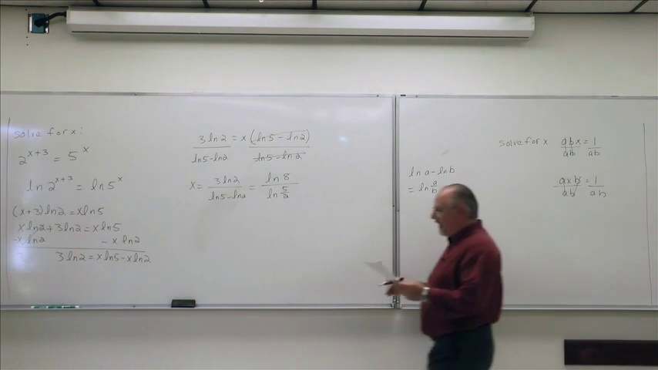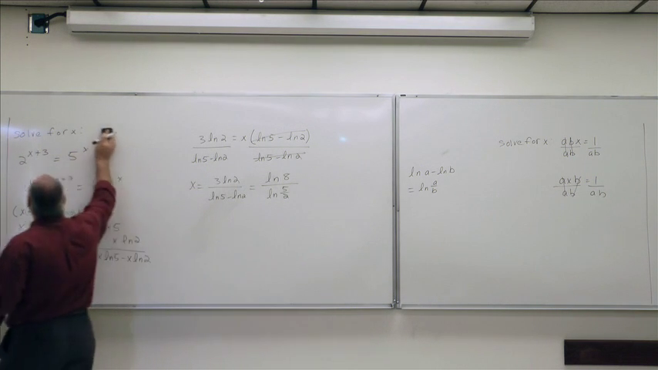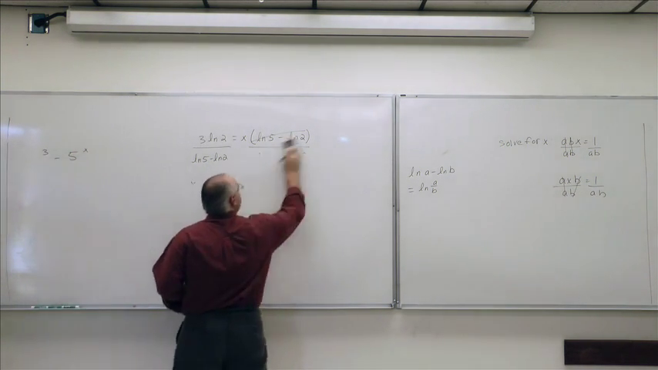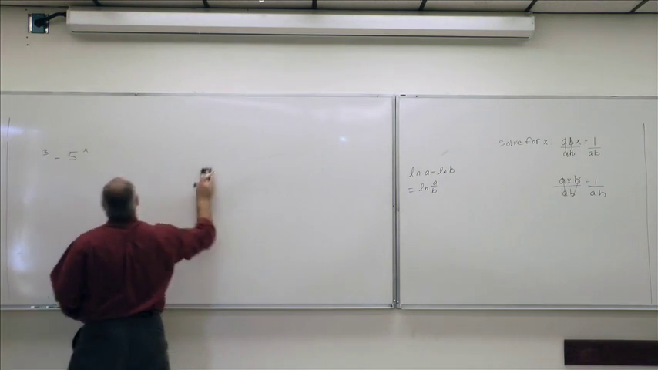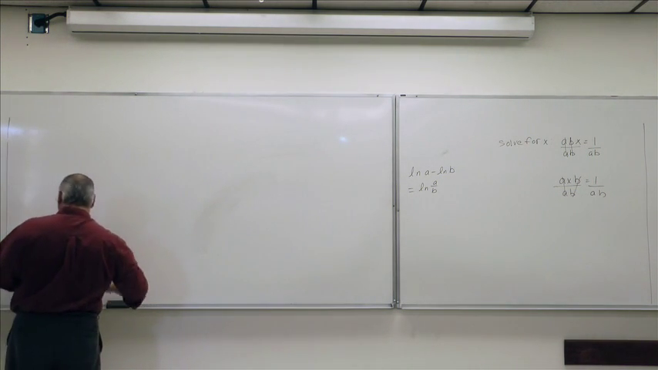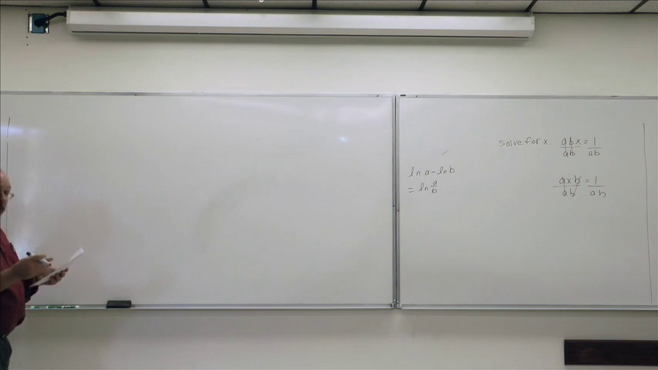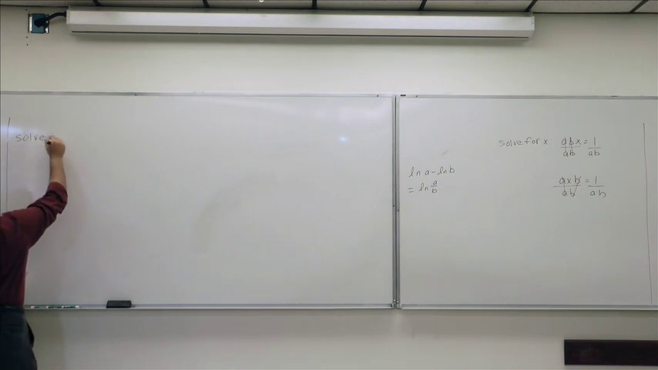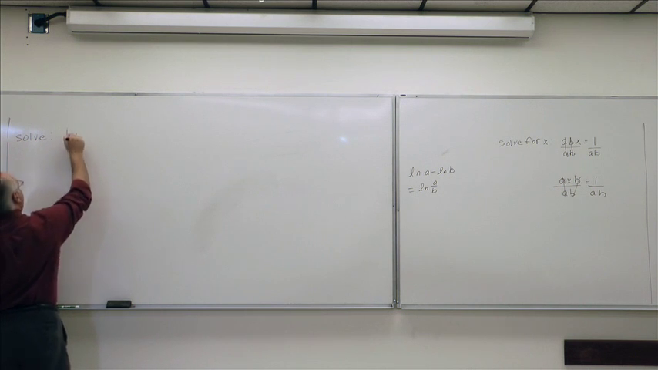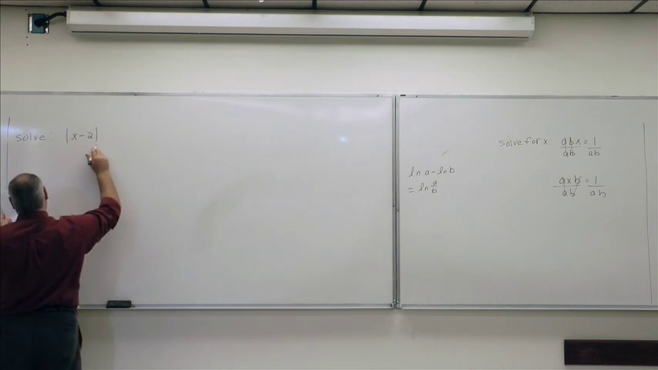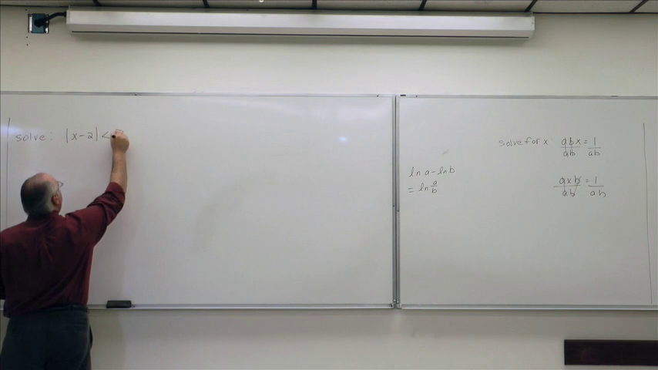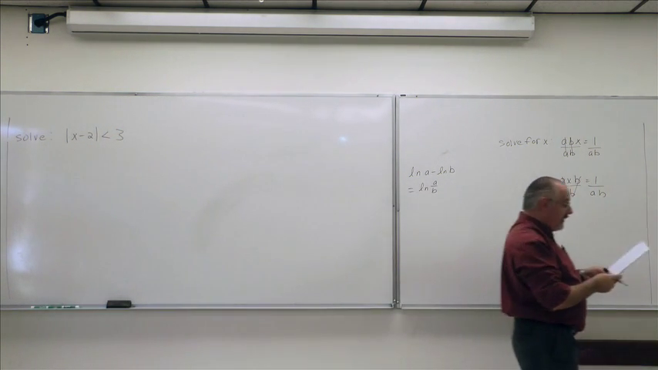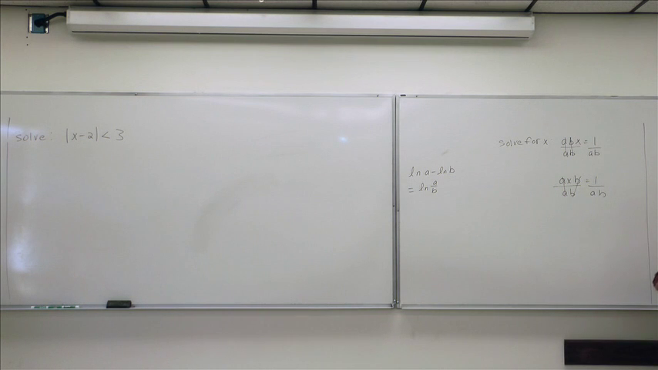All right, so I've got some quadratic, absolute value, and rational inequalities. Let's start with an absolute value one. The absolute value of x minus 2 is less than 3. Okay, this is on the review number 5.